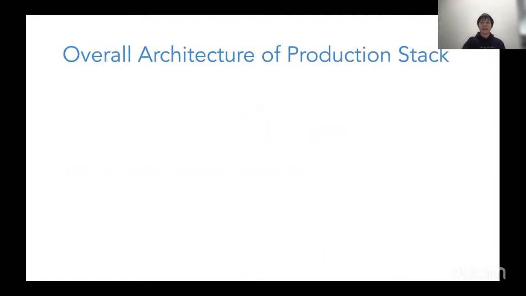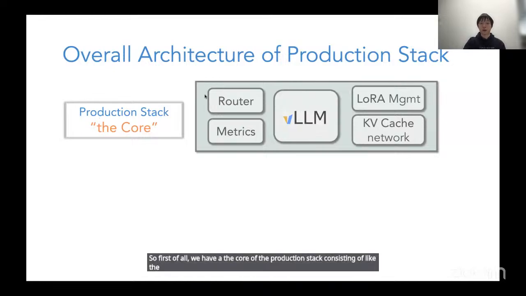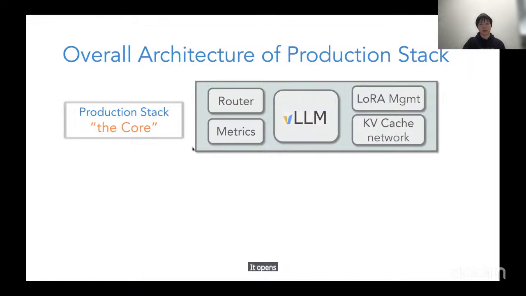Here I'm going to show the overall architecture of the production stack. First of all, we have the core of the production stack consisting of vLLM and the request router, the LoRA management part, the KV cache network for better KV cache offloading and delivery across different vLLM instances, and also the observability and metrics collection.